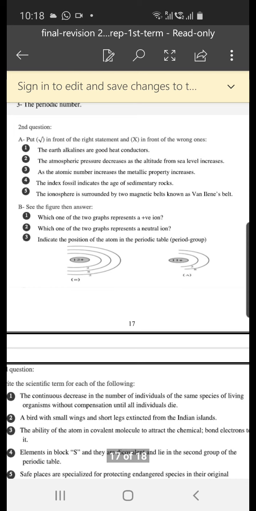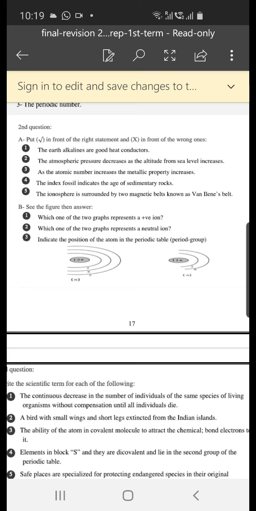Question number 2, put right or wrong in front of the following statements. The Earth's alkaline metals are good conductors of heat. Yes, it's correct, but this question is cancelled. Number 2, atmospheric pressure decreases as altitude from the sea level increases. Yes, it is correct. Number 3, as the atomic number increases, the metallic property increases.